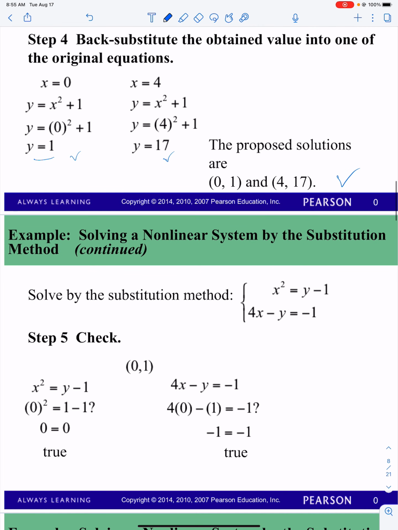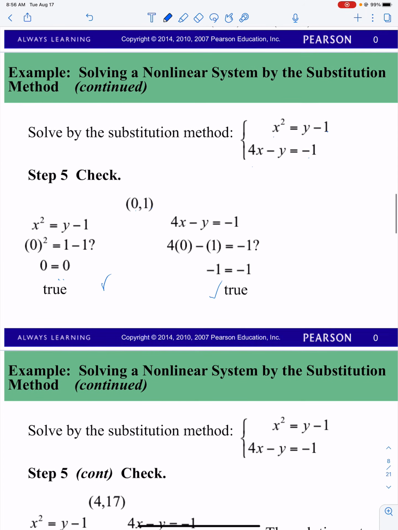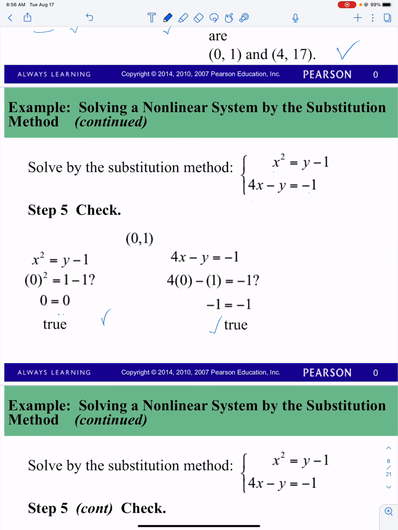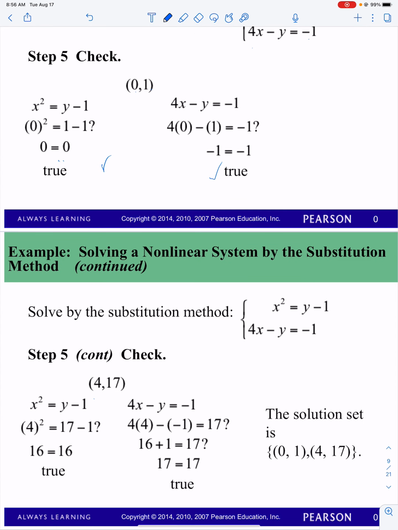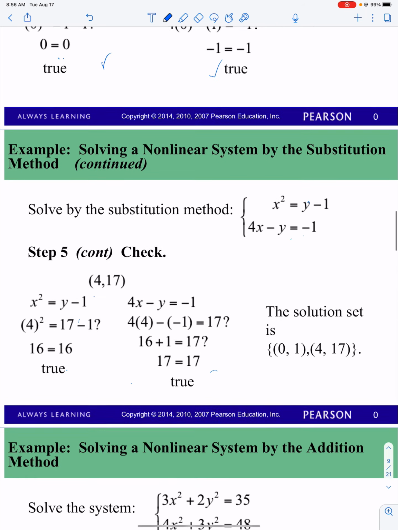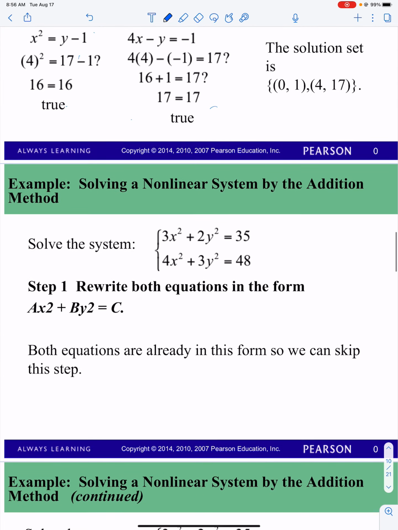Okay, so you can check. How could you check? You have to substitute (0, 1) into both of the equations. If it's true, then (0, 1) is the solution. Then you plug (4, 17) into both of these equations again, and if it's true, then it's a solution. Okay, so this is how to solve a typical nonlinear system by the substitution method.